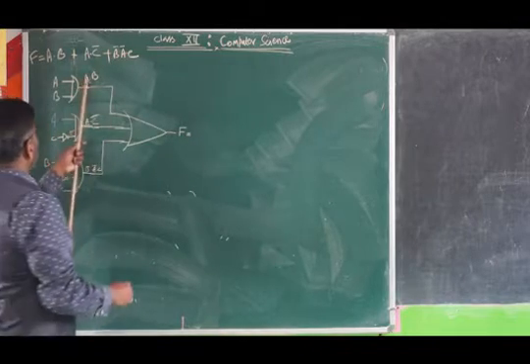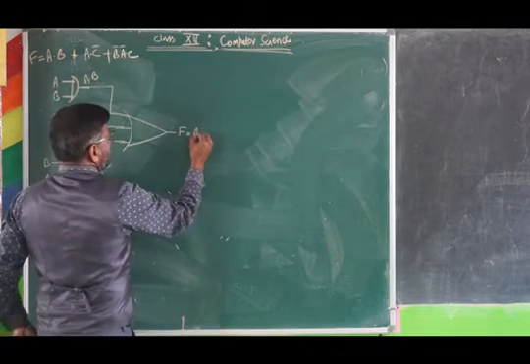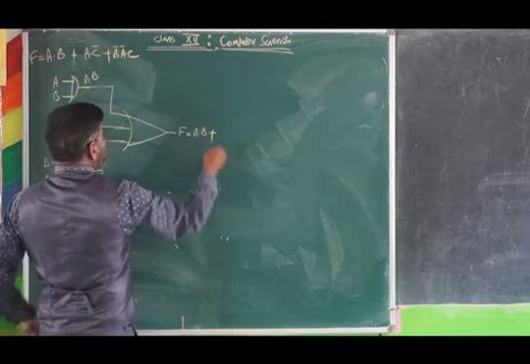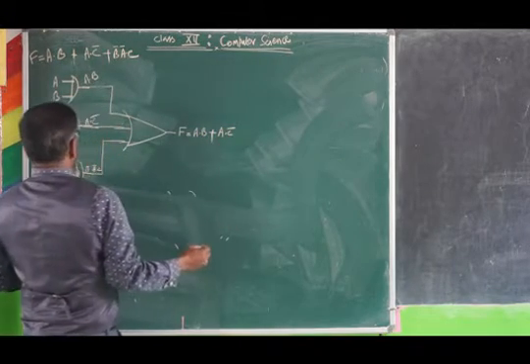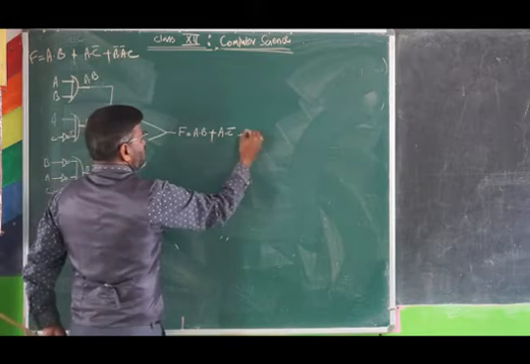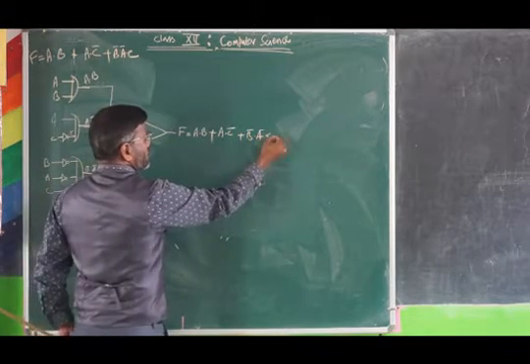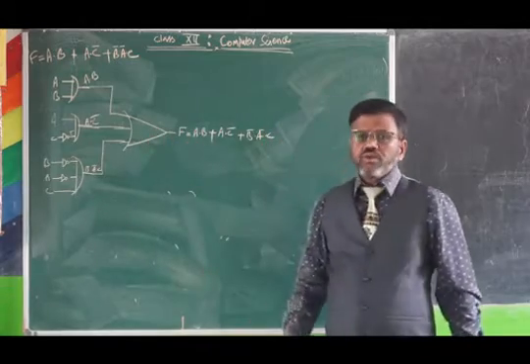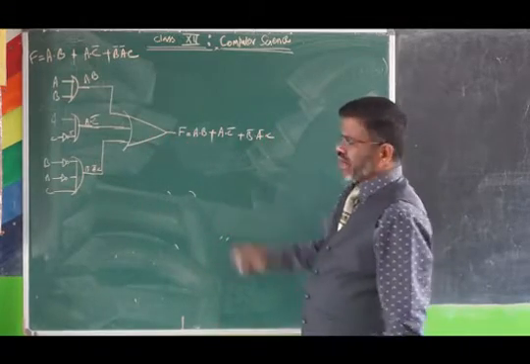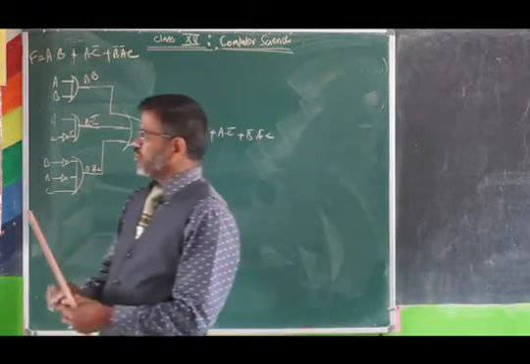What are the intermediate answers? A dot B. Here A dot C complement. Here B complement, A complement, C. So this is how we construct. If required, we shall do one more.